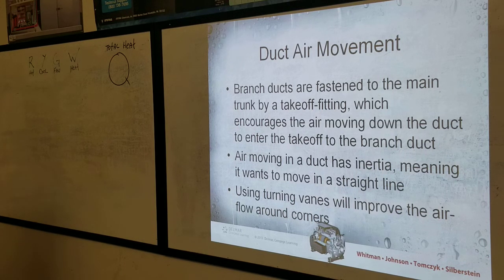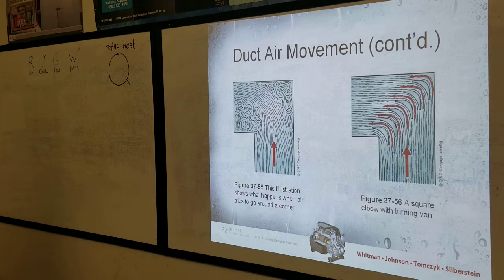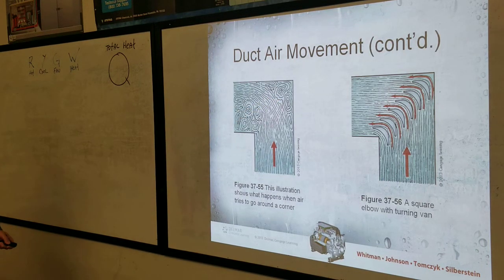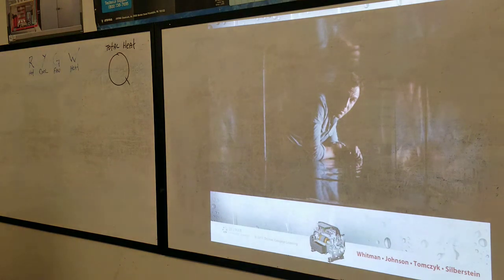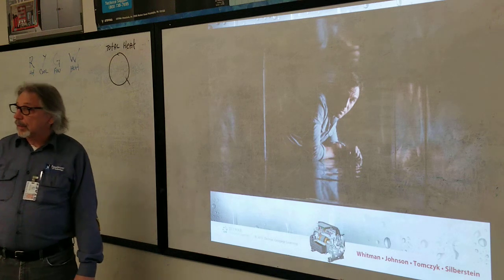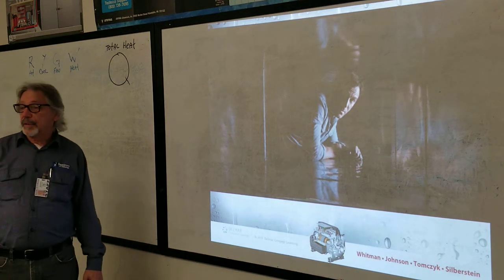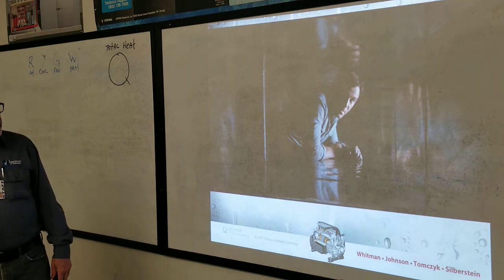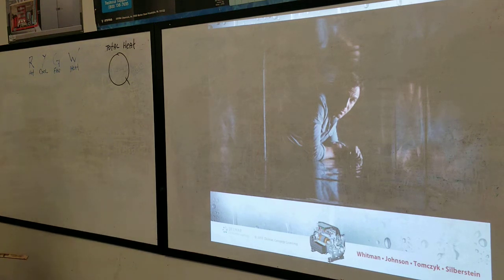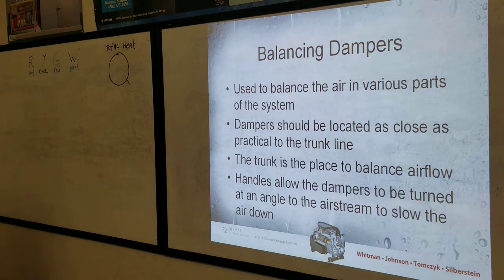Okay, so, oh, there's the picture there. I didn't know it was in there. See all the swirlies? Okay, so nobody told this guy or Bruce Willis crawling around in the air duct that there are turning vanes in the corners. Just ruined that movie for me.